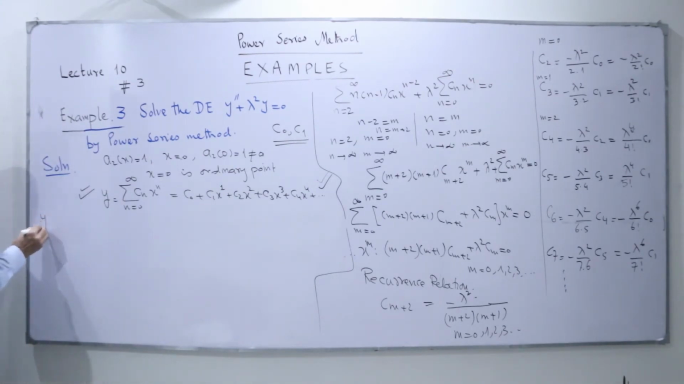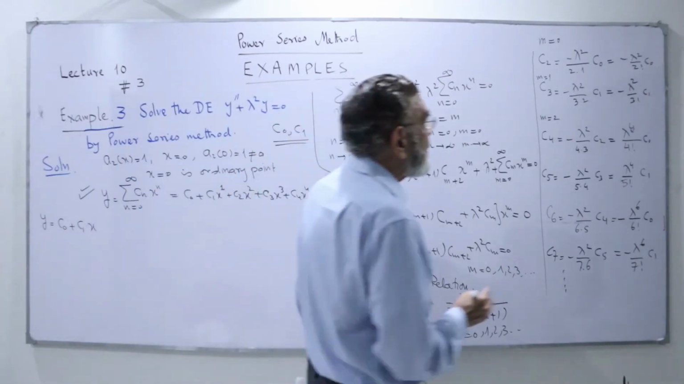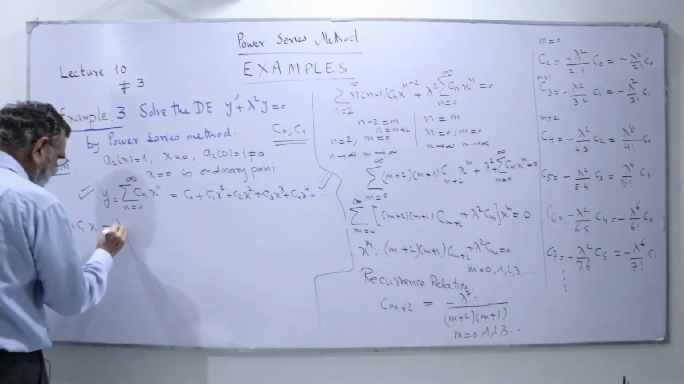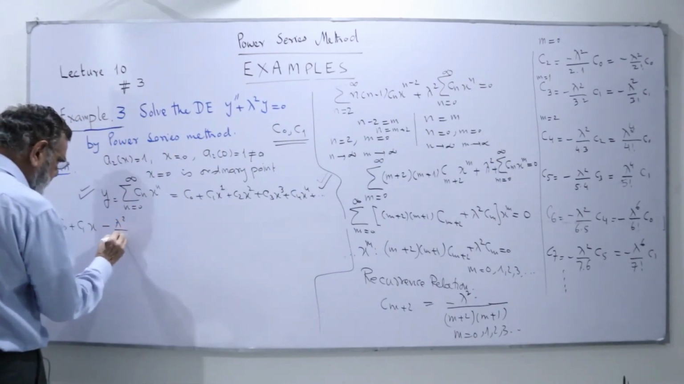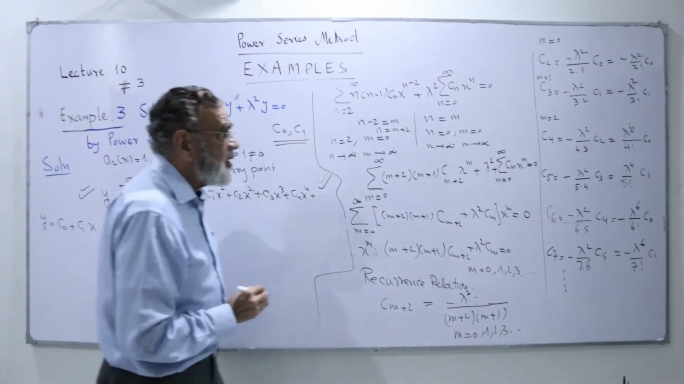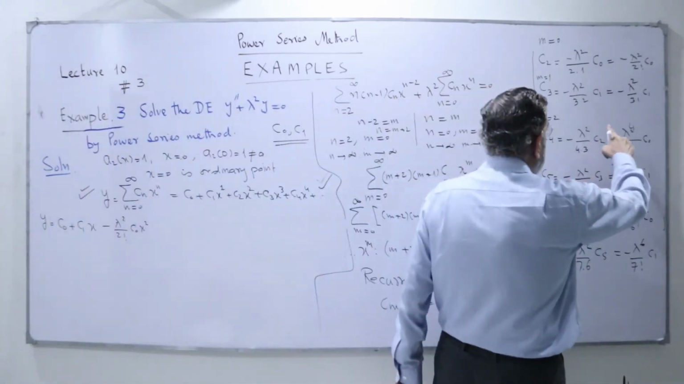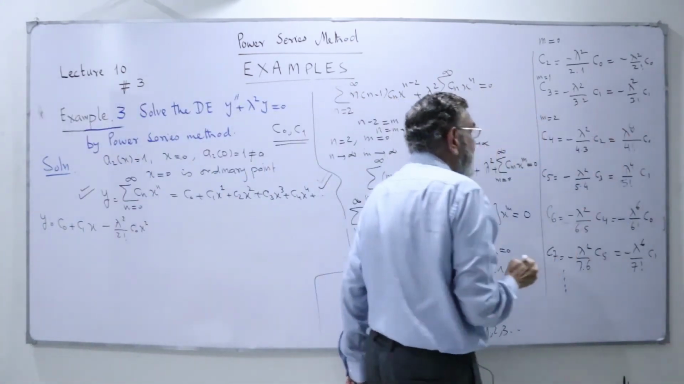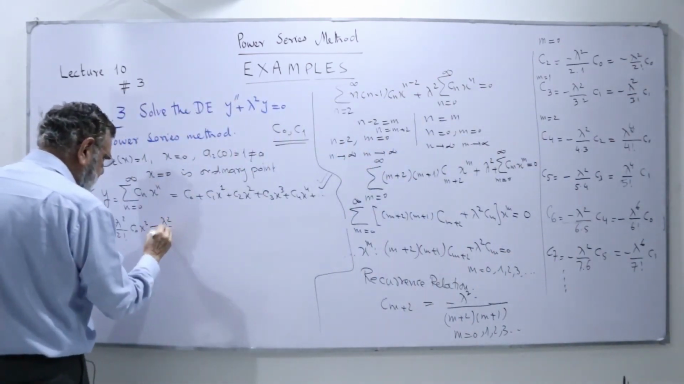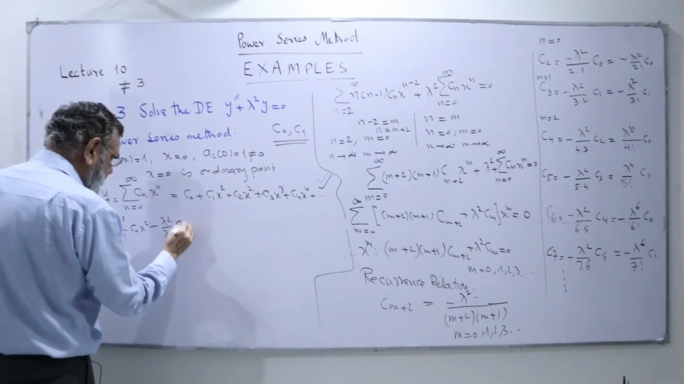y with the value C0 plus C1 x plus C2. What's my C2? My C2 is minus lambda square over 2 factorial C0, so minus lambda square over 2 factorial C0 x to the power 2. C3 is minus lambda square over 3 factorial C1, so minus lambda square over 3 factorial C1 x to the power 3.